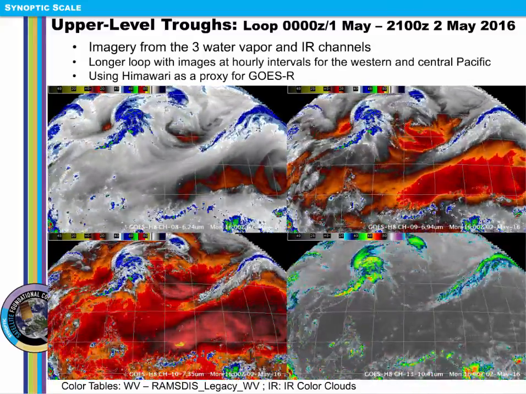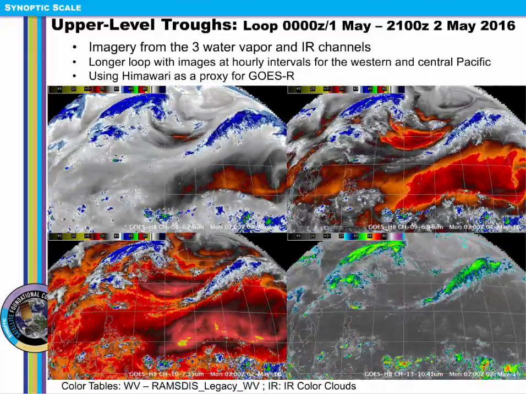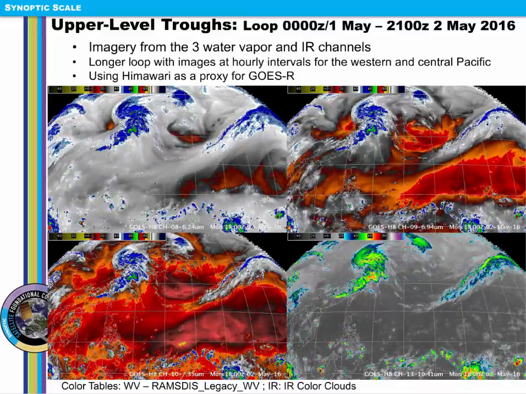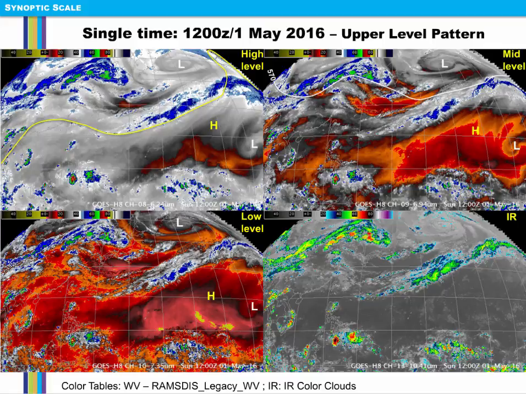Next, we will point out some of the features in this loop with one static image, early on in the loop at 12Z on 1 May. Then we will return to the loop so you can see how these features evolved. First, as we did before, we show the approximate poleward extent of the upper-level ridge by the yellow line, this time overlaid on the high-level water vapor image.